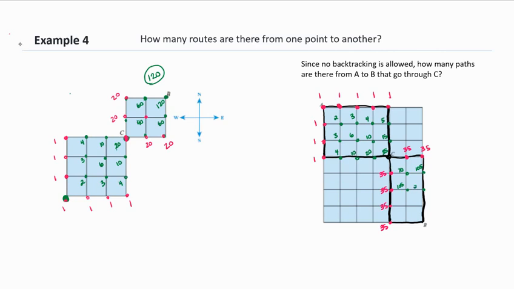105 and 105 is 210. 35 and 105 is 140. 140 and 210 is 350. Okay, 140 and 35 is 175. And 350 and 175 is 525. 525 ways to get from A to B, stopping at point C.